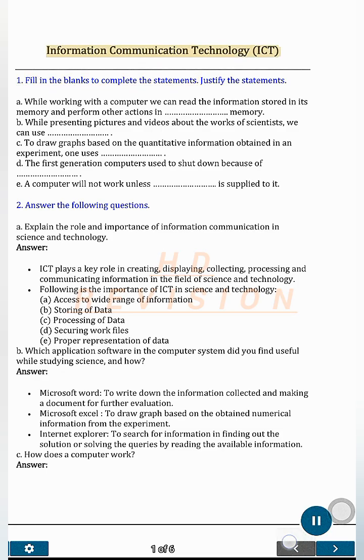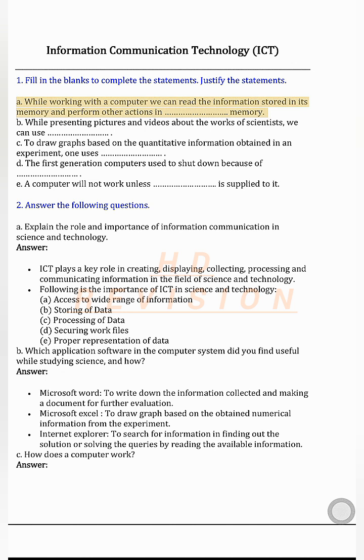To complete Information Communication Technology (ICT). 1. Fill in the blanks to complete the statements. Justify the statements. A. While working with a computer, we can read the information stored in its memory and perform other actions in memory. B. While presenting pictures and videos about the works of scientists, we can use C. To draw graphs based on the quantitative information obtained in an experiment, one uses D.